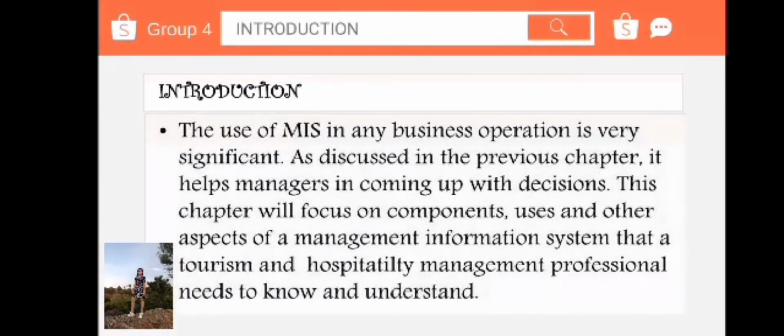Let's proceed to the introduction. The use of MIS in any business operation is very significant. As discussed in the previous chapter, it helps managers in coming up with decisions. This chapter will focus on components, uses, and other aspects of management information system that a tourism and hospitality management professional needs to know and understand. Ang use daw po ng MIS in any business operation is very significant, dahil po natutulungan ng MIS ang mga managers when coming up with decisions.